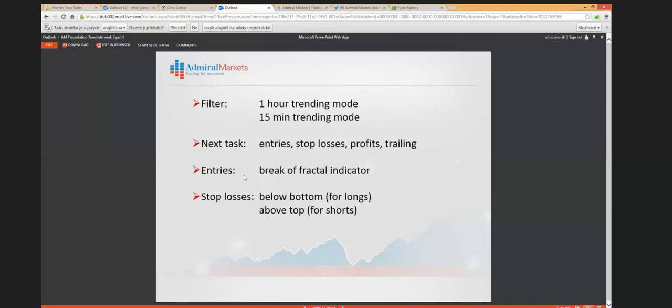For entries, in this strategy, we're using the fractal indicator and using a break of that fractal indicator by a pip or two. And the stop loss is the opposite of that fractal, right? Okay, so that's where we enter, and that's where we put our stop loss. So this is for the entry and exits. We're actually using the fractals and the moving averages. The alligator itself is a pure directional thing.